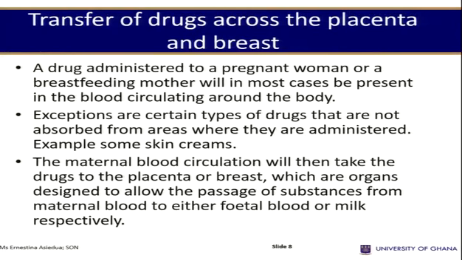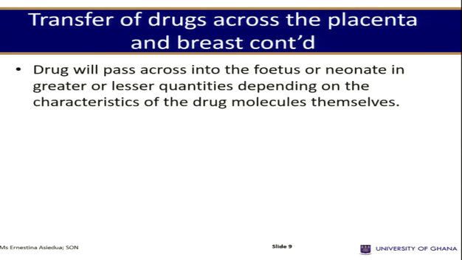Exceptions are certain types of drugs that are not absorbed from areas where they are administered. Example, some skin creams, because sometimes we even have some topical applications or creams which go into circulation to affect the pregnancy. The maternal blood circulation will then take the drugs to the placenta or to the breast, which are organs designed to allow the passage of substances from maternal blood to either fetal blood or milk, respectively.